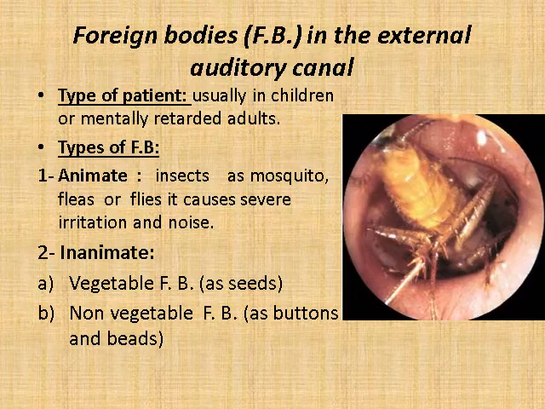What about the inanimate? The inanimate can be either vegetable or non-vegetable. We divide it into vegetable foreign bodies and non-vegetable foreign bodies. The vegetable foreign bodies are seeds, and non-vegetable foreign bodies can be buttons, beads, pieces of paper, cotton buds, anything.